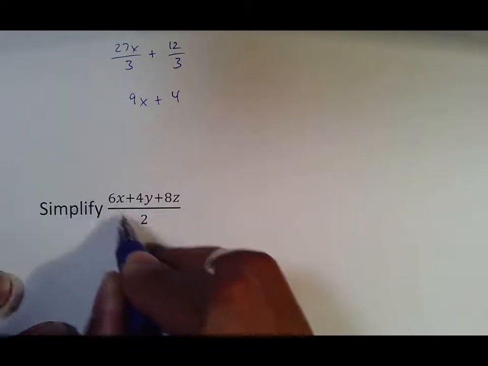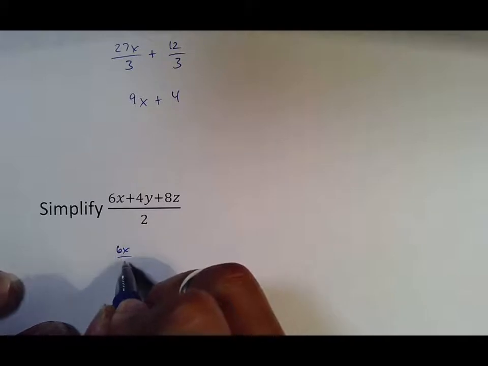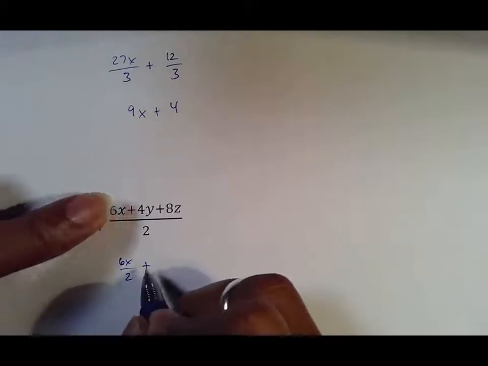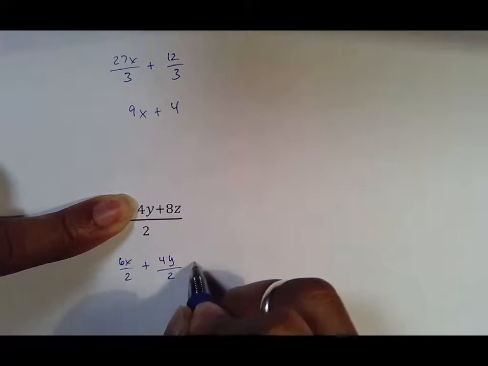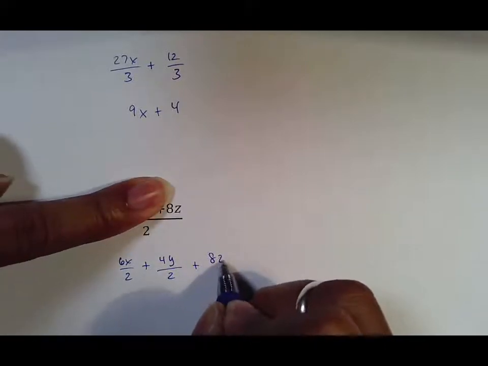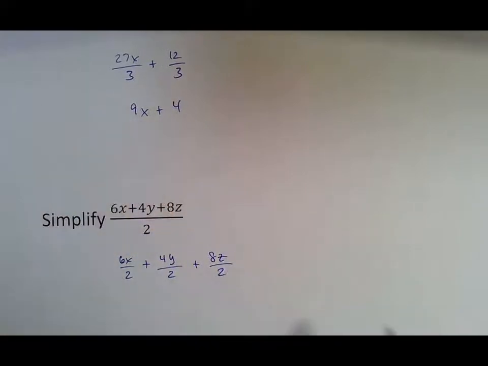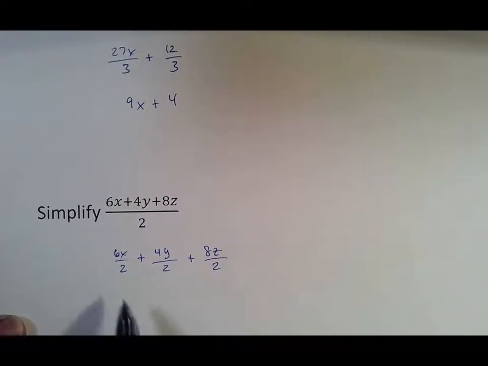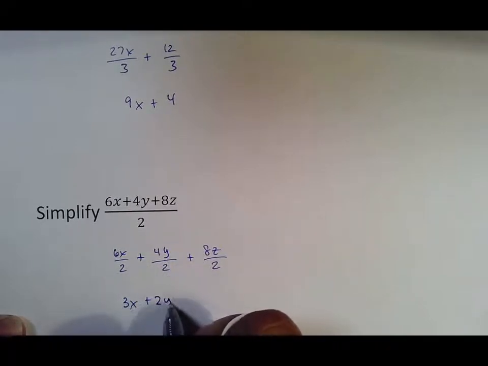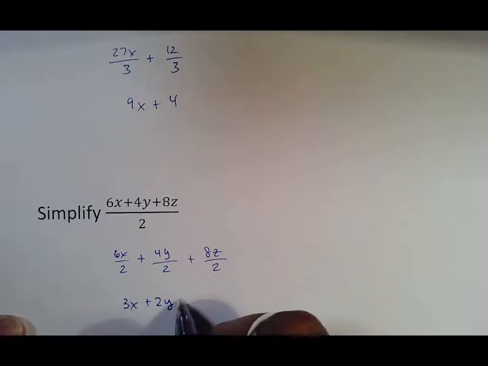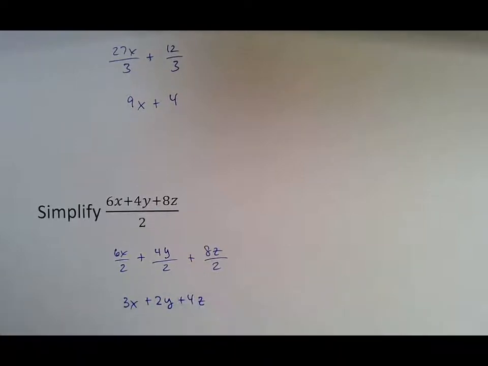So again, you split it carefully. 6x over 2 first, plus second part's going to be 4y over 2, plus the last part's going to be 8z over 2. And again, notice how I draw a line through my z so I don't get it confused with a 2. Outside of that, 6 divided by 2 turns into 3, attach your x. 4 divided by 2 turns into 2, attach your y. 8 divided by 2 turns into 4, attach your z.